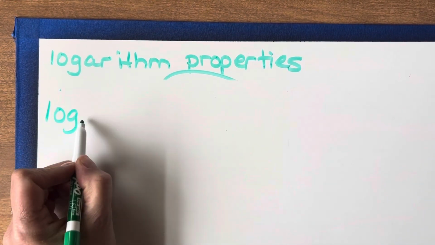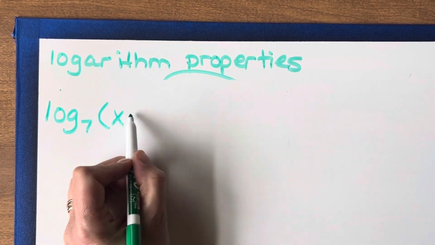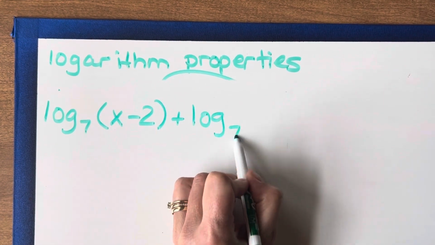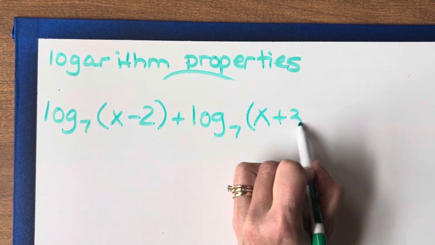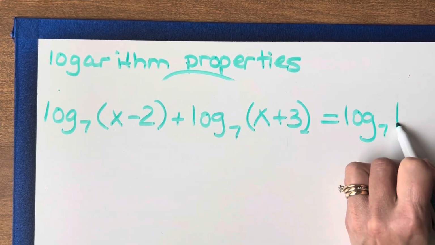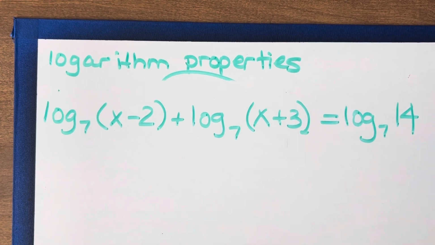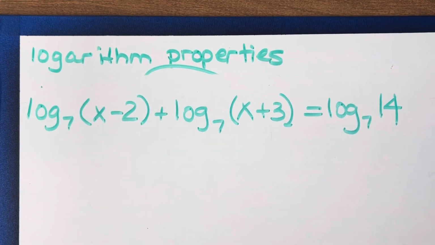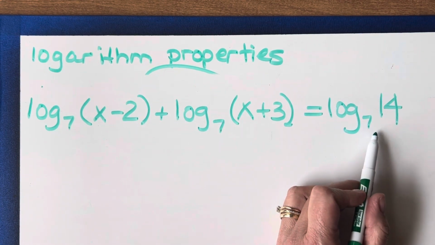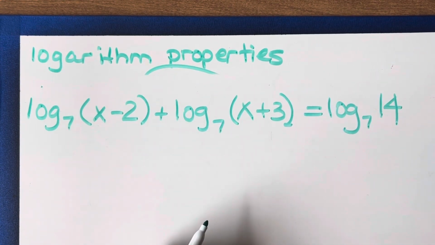Log base 7 of x minus 2 plus log base 7 of x plus 3 is equal to log base 7 of 14. Now, when you have a log equation, it's really preferable when all of your bases are the same. It gives you more options of using some of these log properties.